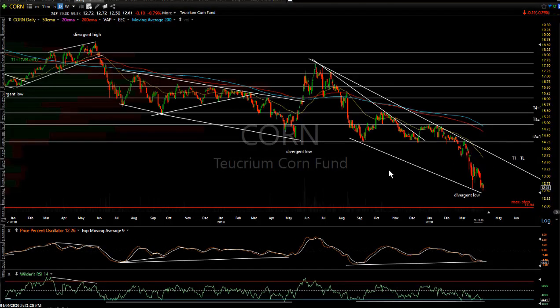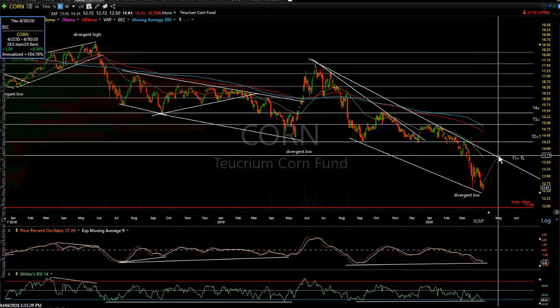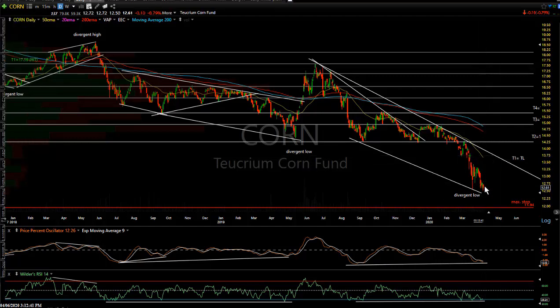Next one up is corn. Corn is down today about 0.8%. Still setting up. I went into this one in anticipation of a breakout, or a reversal, and it still looks good. Just need to see some kind of catalyst, need to see it get going here.